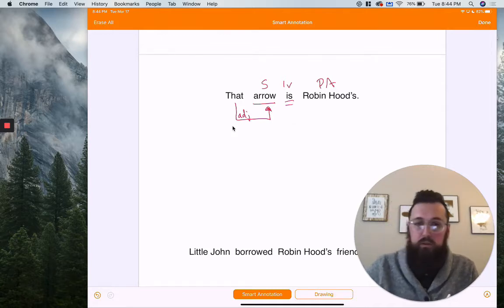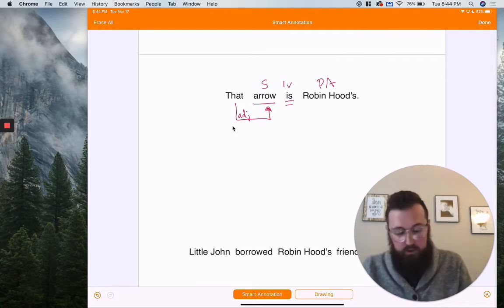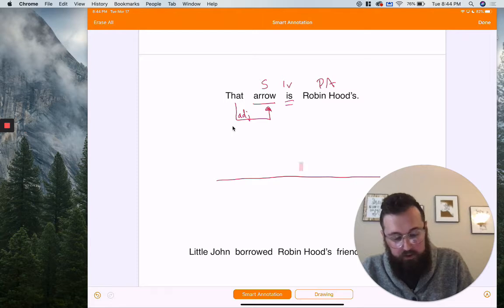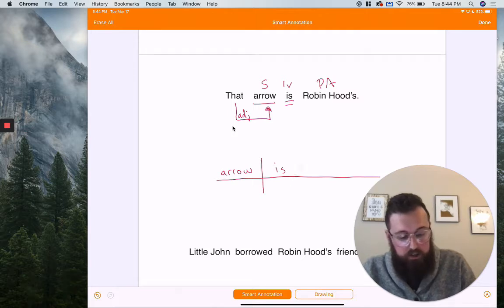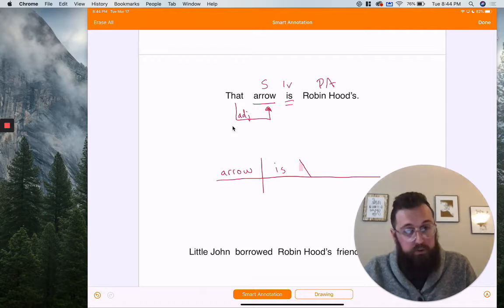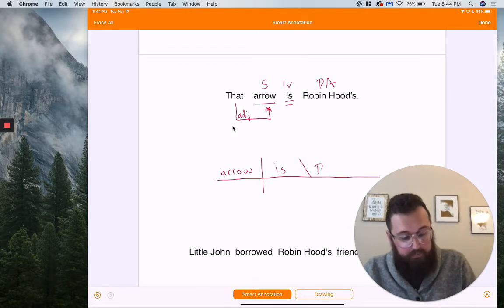Now to diagram this one. Draw my line. My sentence is about arrow, is, and I am describing the arrow. So I'm going to have a slanted line because I don't have a direct object. Robin Hood's.